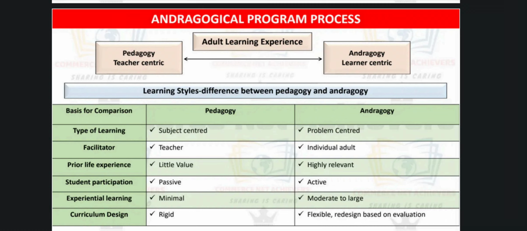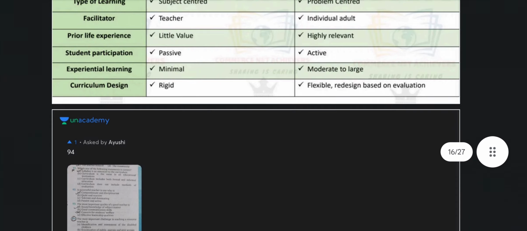Now, prior life experience: in pedagogy, it values very little, and in andragogy, it's highly relevant. In student participation, in pedagogy it's passive, and in andragogy it's active. In pedagogy, experiential learning is minimal, and in andragogy it's moderate to large. Curriculum design: in pedagogy it's rigid, and in andragogy it's flexible, redesigned based on evaluation.